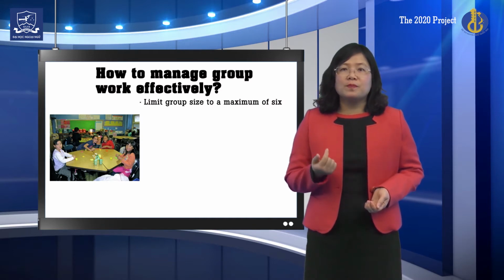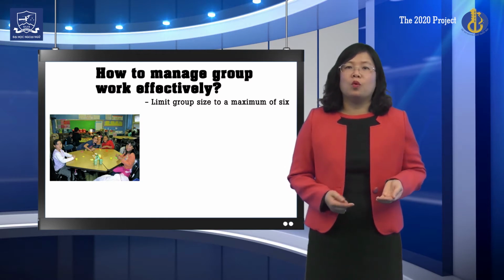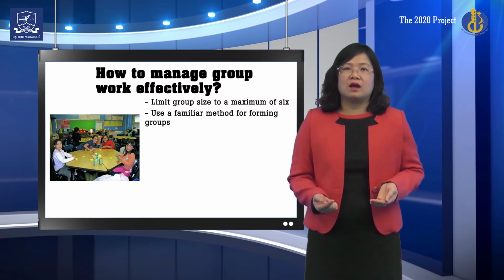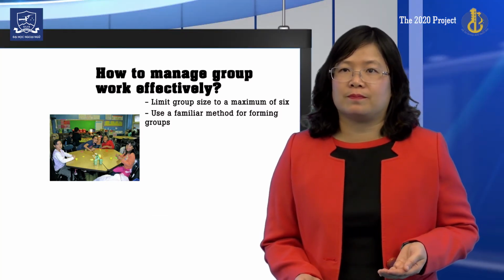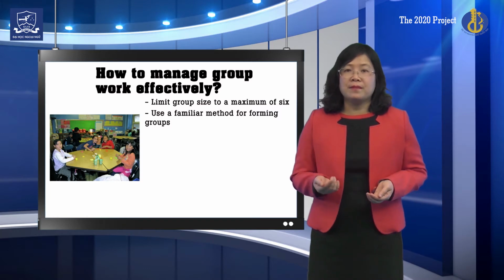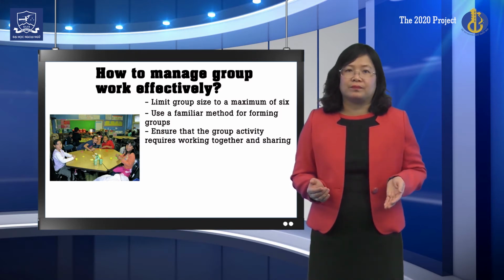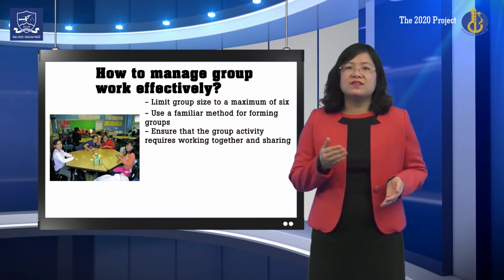First, limit group size to a maximum of 6. If there are more than 6 students in a group, some students on the margin will probably get distracted. Second, use a familiar method for forming groups so the students spend as little time as possible doing this. For example, give students numbers, then ask those with the same number to form a group. Third, ensure that the group activity requires working together and sharing. Avoid the possibility that students can sit together in a group but do the activity individually.